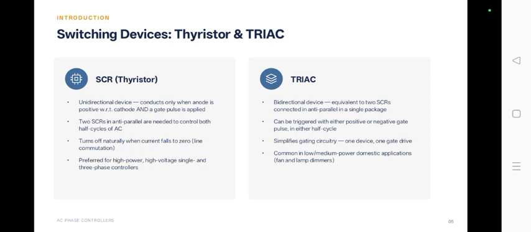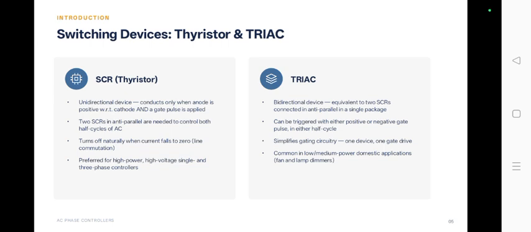Here the thyristor or triac is used as the switch in the AC phase voltage controllers. Here the thyristor is a unidirectional device. It conducts only when the anode is positive with respect to the cathode and the gate pulse is applied. Then two SCRs in anti-parallel are needed to control both half cycles of AC. It turns off naturally when the current falls to 0. Preferred for high power, high voltage, single and three phase controllers.